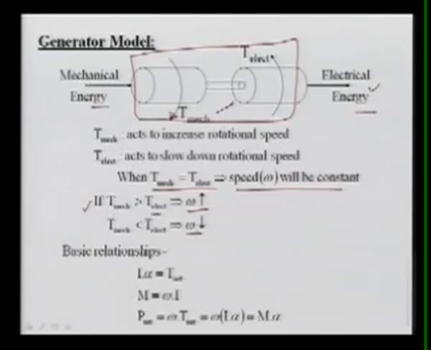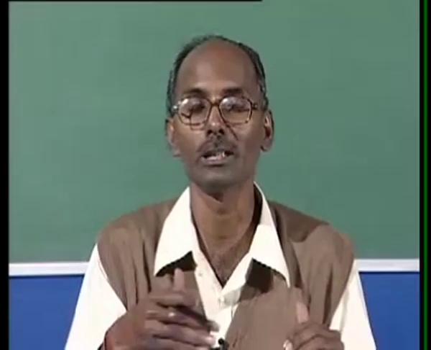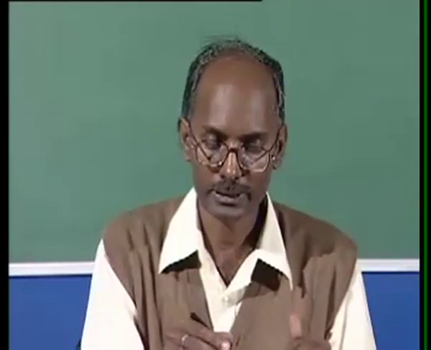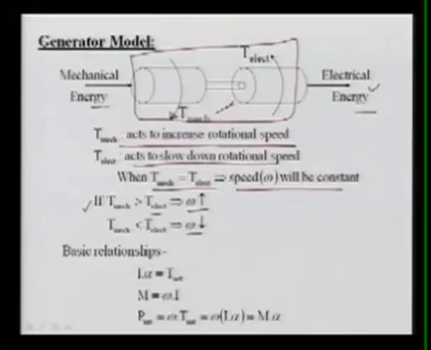So in a nutshell, T mechanical, that torque, acts to increase the rotational speed. It will try to increase because you are giving the input. Whereas T electrical will act to slow down the rotational speed, and thus it will do some work, electrical energy will be generated, and that is the three-phase power that you are going to get.